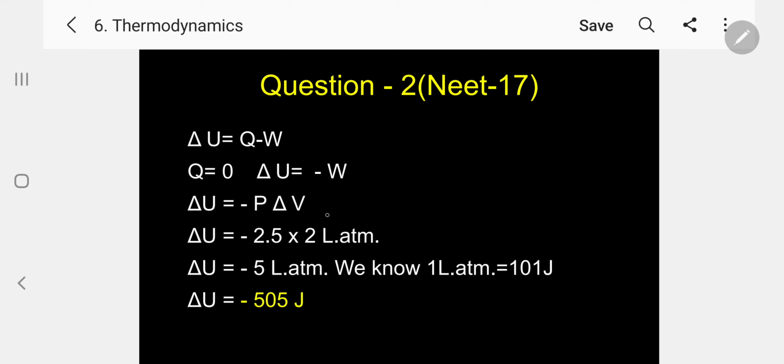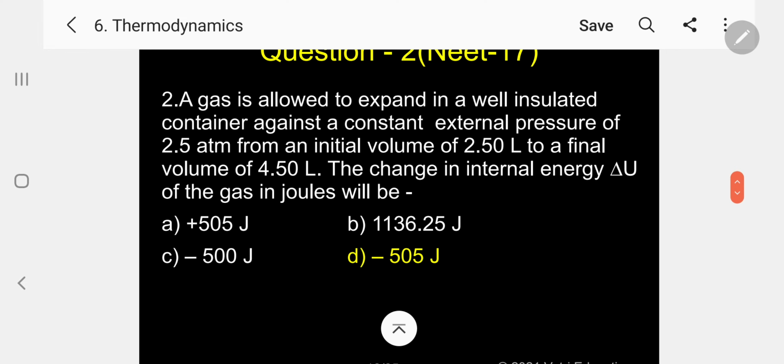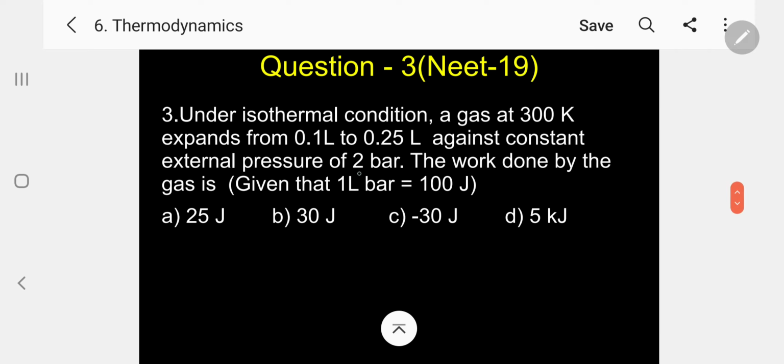So just verify from the answer given where it is. The option is D. So the correct answer is D, my dear students. The problem is simple, provided you understand. The next question, again a problem.